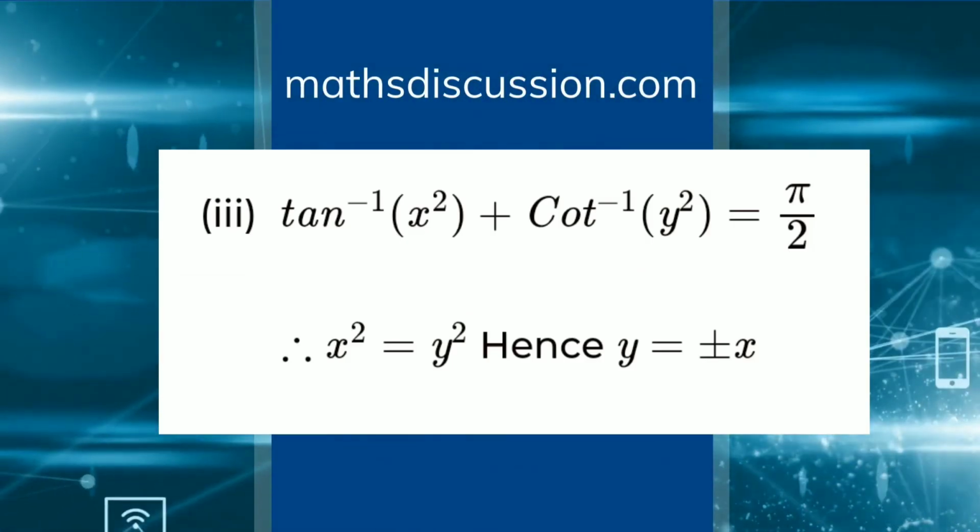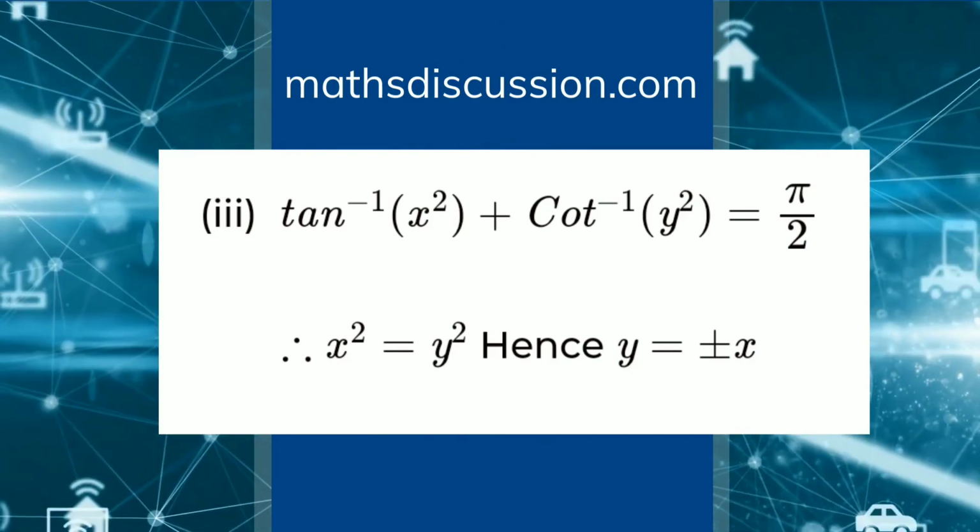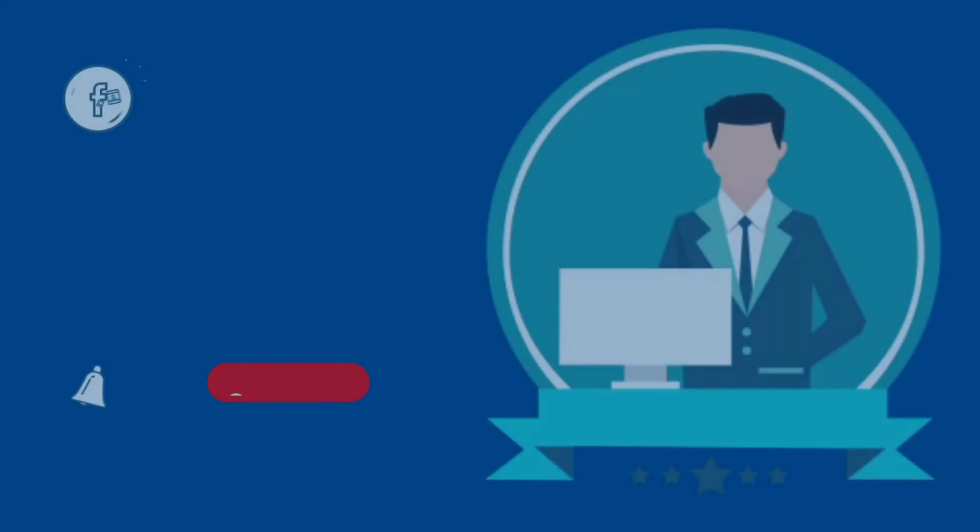Now let us move on to the last and third part. That is, tan inverse of x squared plus cot inverse of y squared is equal to pi by 2. We know that tan inverse of x plus cot inverse of x is equal to pi by 2. Hence x squared has to be equal to y squared. Hence y is plus or minus x. Or we can say the locus is a pair of straight lines, that is y is equal to x, and y is equal to minus x.